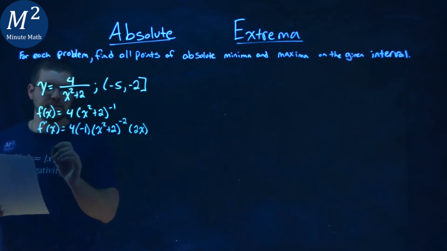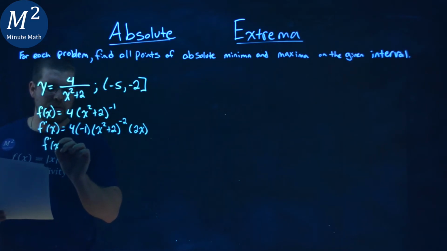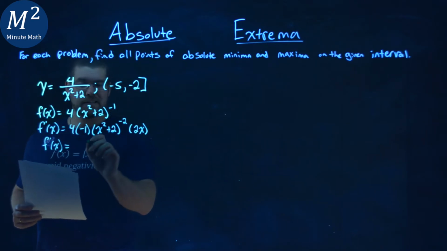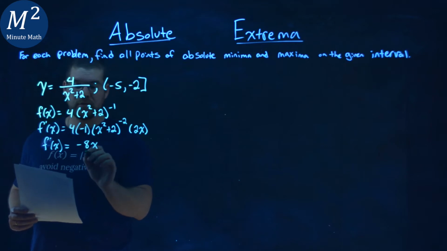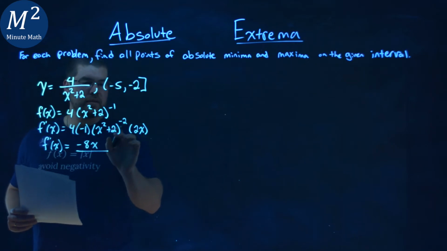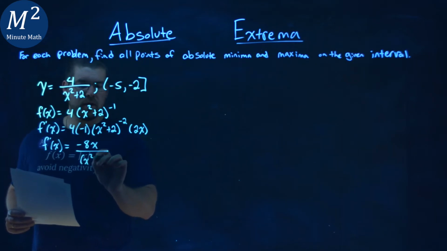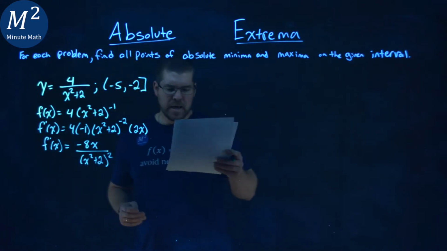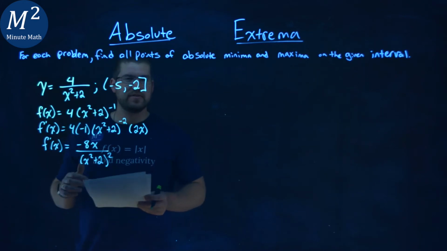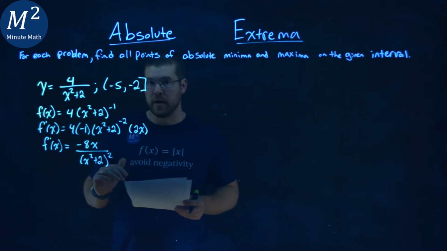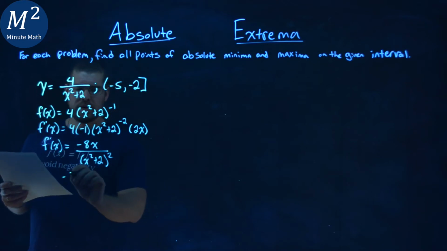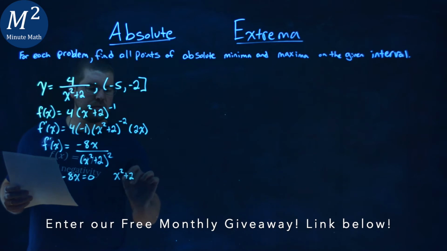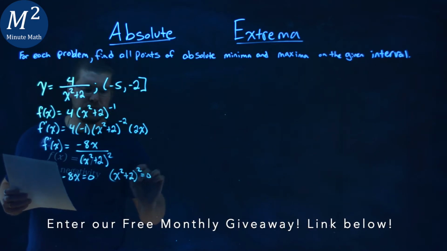From there, we need to simplify this here. So f prime of x, and 4 times a -1 is a -4, times 2x is a -8x, all over, I'm going to bring this down to the denominator, x squared plus 2, all squared. Now, since we want to find the critical values, we're going to see where we're equal to 0 as well as undefined. So I'm going to set my numerator, -8x equal to 0, and our denominator, x squared plus 2, all squared, equal to 0.